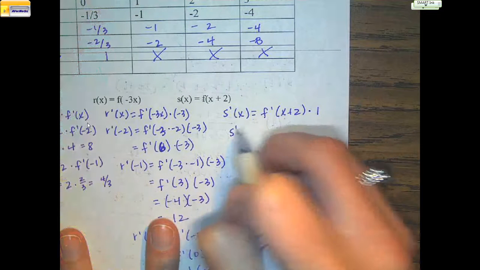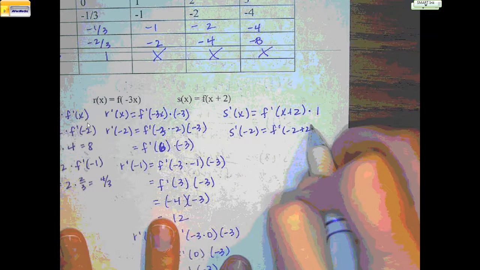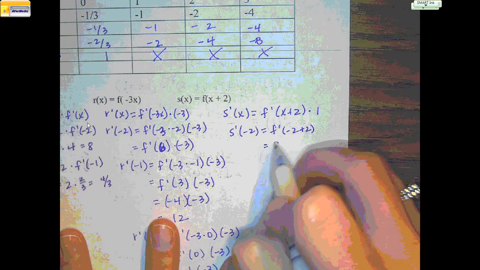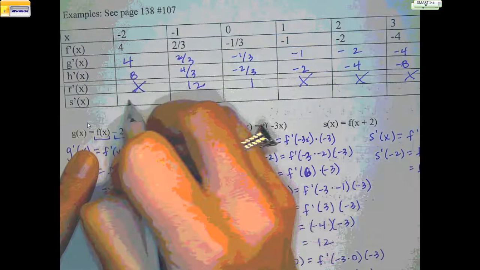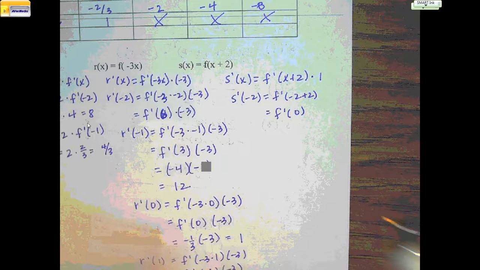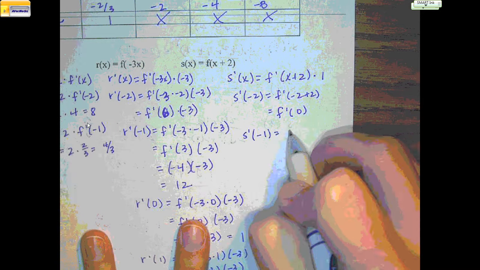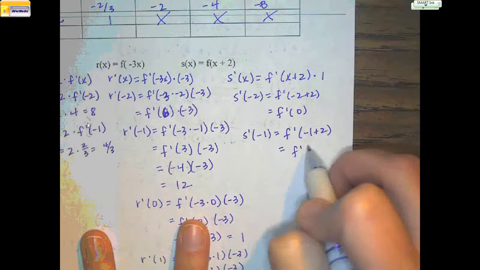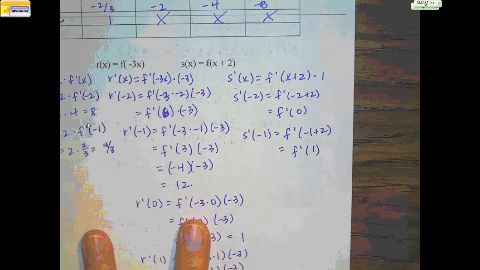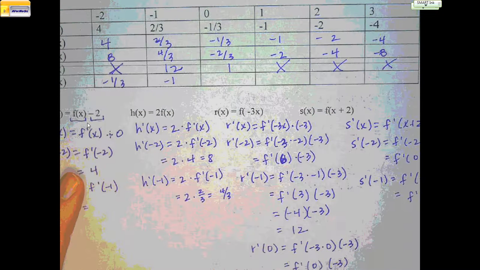So if we want the derivative of s at negative 2, everywhere I see an x, I put a negative 2. So I need the derivative of f at 0, which is negative 1/3, according to the chart. S at negative 1. Everywhere I see an x, I put a negative 1. So I need the derivative of f at positive 1, which is negative 1. Are you going to have to show your steps for the rest, or do you think you got the pattern figured out?